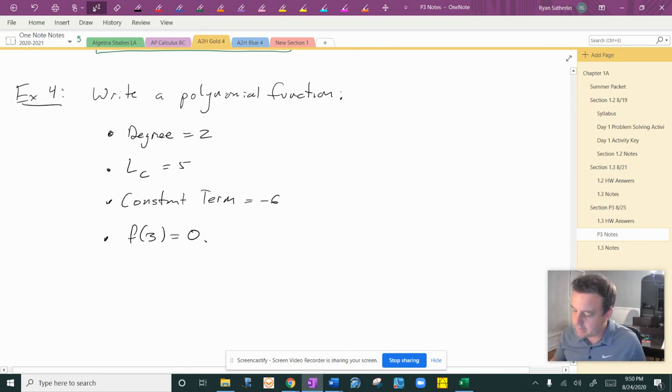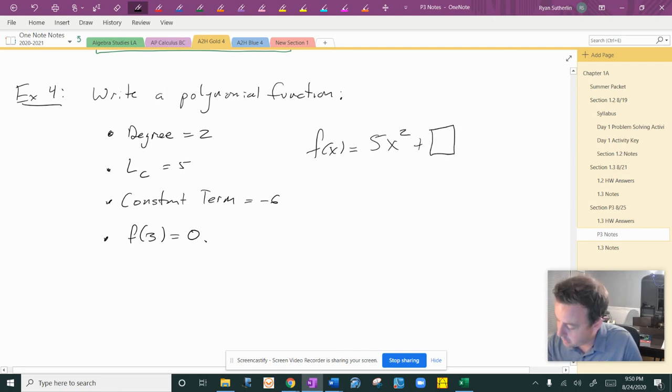Okay, let's take a look here. So what does this tell me? The degree is 2. That tells me I have a quadratic function with the leading coefficient 5. So I'm going to start my function f of x equals, we know we have 5x squared. We have something times x. We don't know what that is yet. And the constant term. Constant term is your coefficient with no variable. That's negative 6. So I have a minus 6 there.